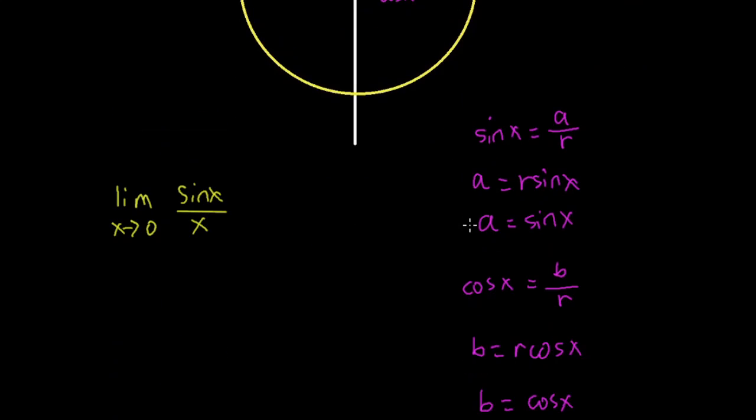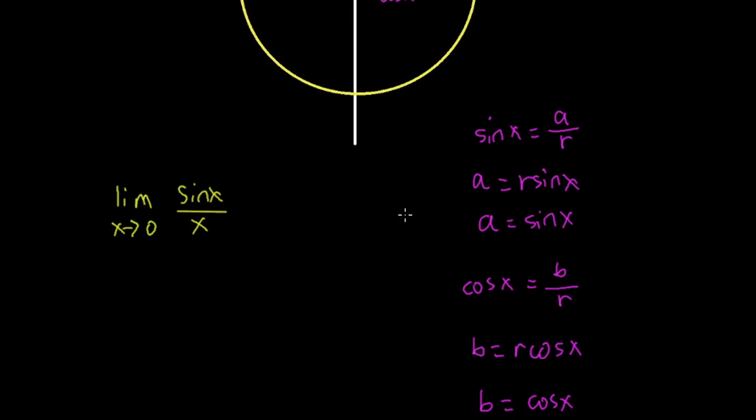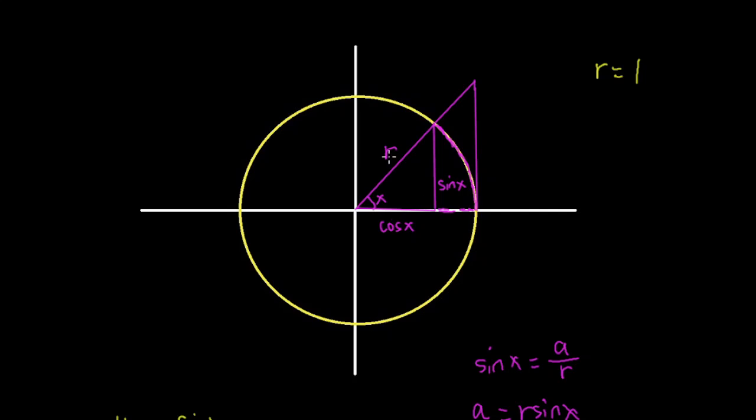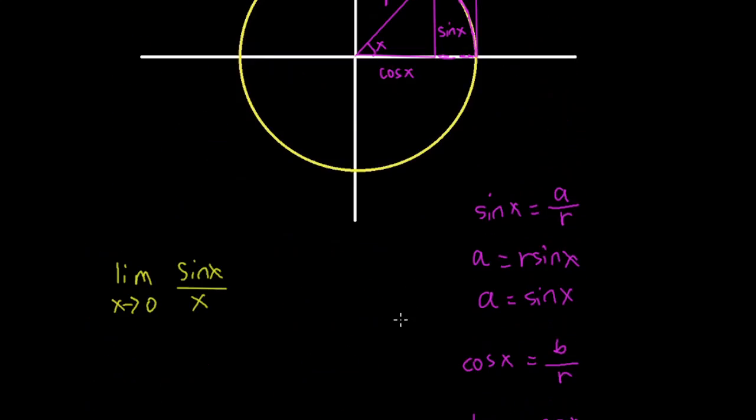So let's do this. Now we have a smaller triangle here. And we know that the hypotenuse is R, this side here is sine x, and this side here is cosine of x, according to this one here. Now, there's a sector here. And then we have a larger triangle here, this one.